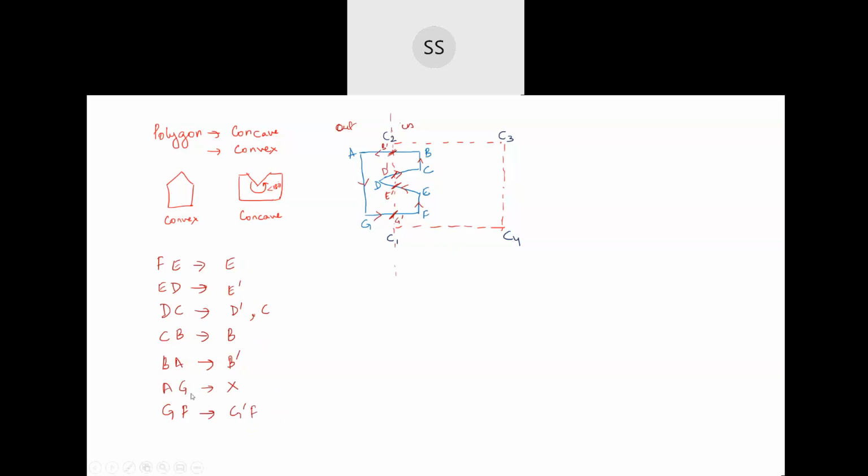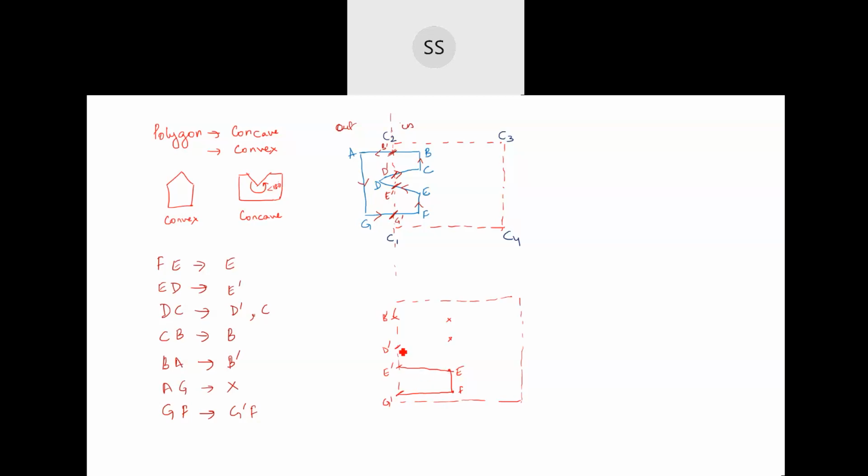Now how will I draw it again? This is my clipping window. Looking at the output, I have got the points B, C, D dash, the next point is E dash, then E, then F, and G dash. So G dash to F, F to E, E to E dash.